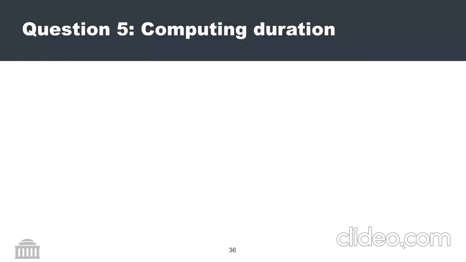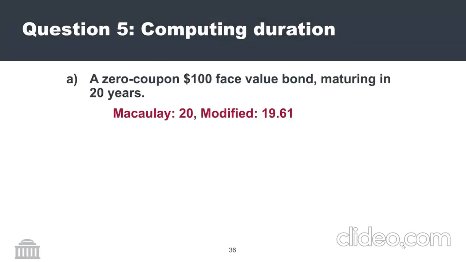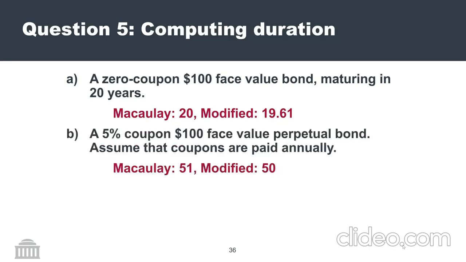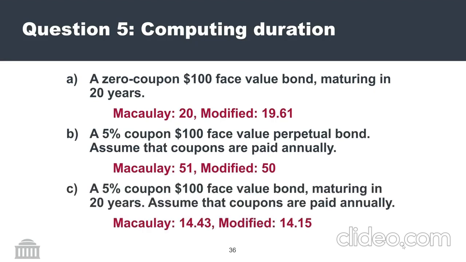Let's summarize this question. For a zero coupon bond that matures in 20 years, Macaulay duration was 20, modified duration was 19.61. For a perpetual bond, Macaulay duration was 51, modified duration was 50. And for a coupon bond, a 5% coupon bond that matures in 20 years, Macaulay duration was 14.43 and modified duration was 14.15. Let's compare A and C.